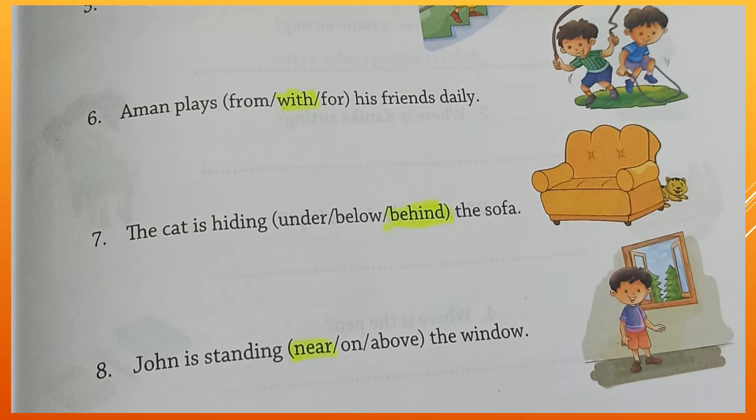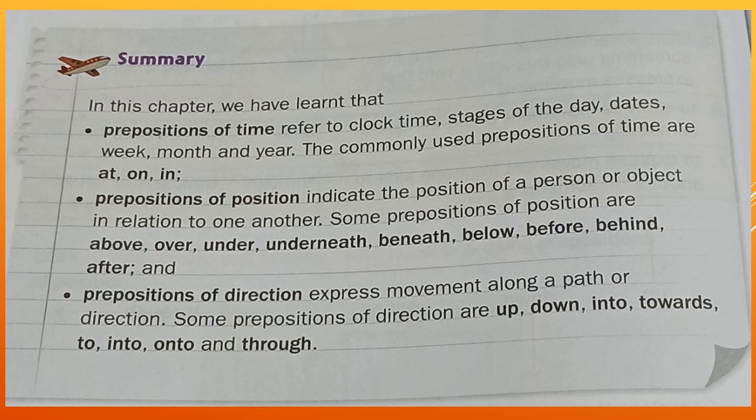Now let's go for the eighth one. John is standing dash the window, right? They'll come near, on, or above. Yes, right. John is standing near the window. वो window के बाजू में खड़ा है, तो फिर we will use near as a preposition over here. Now I guess we have understood everything.